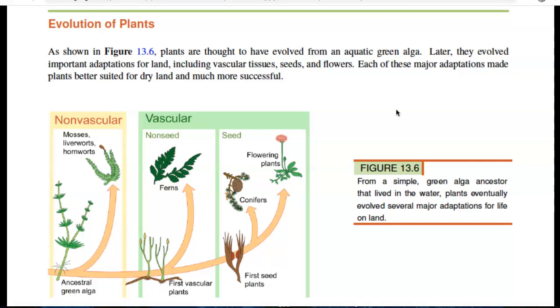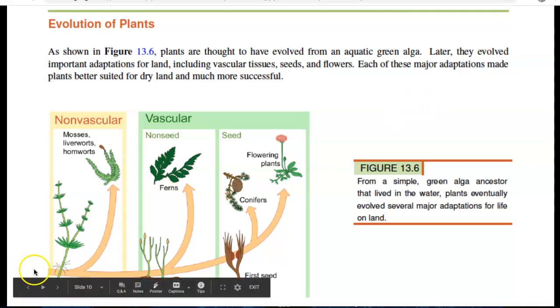One thing that's real important in this chapter is to be familiar with the evolution of plants. And this diagram will probably be on the quiz. And if you look at it, it says from a simple green algae ancestor that lived in water. So if we go back here, we go back in time.